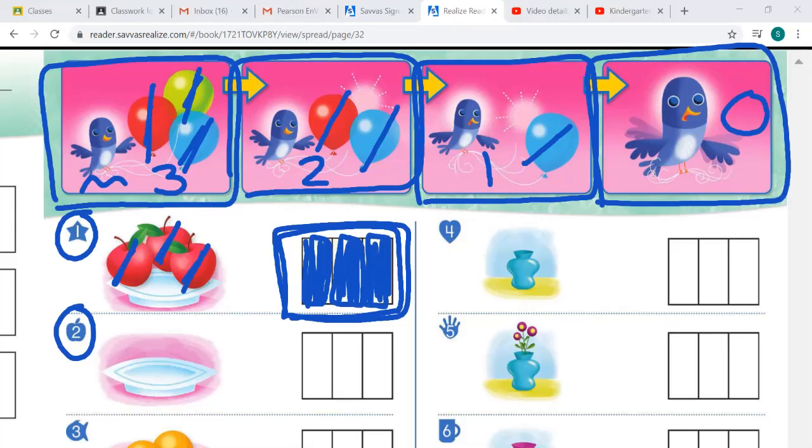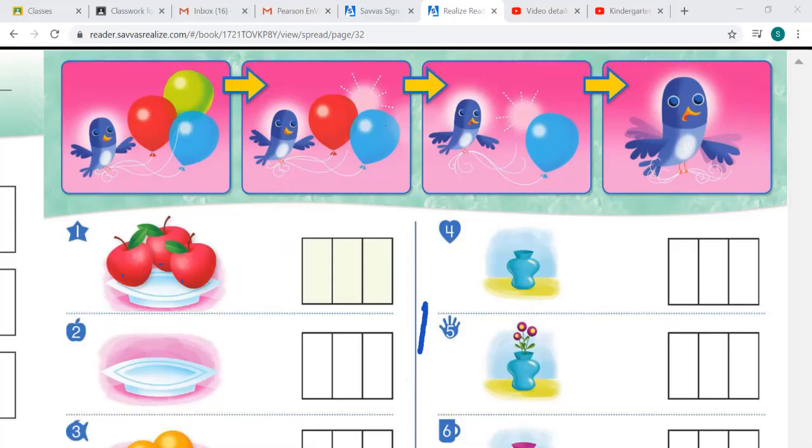I'll look at the plate. How many pieces of fruit are on that plate? 0, right? There's no fruit. So the number we use to tell that there's no fruit there would be 0. How many boxes should we color in to show 0? Should we color in any boxes? Nope. That's correct, because there's 0 pieces of fruit. So we don't color in any boxes. We leave it blank.